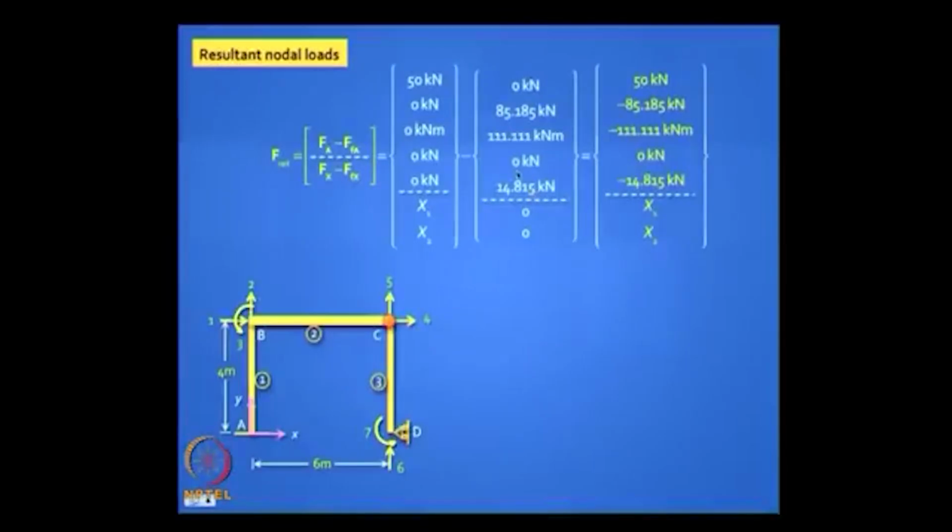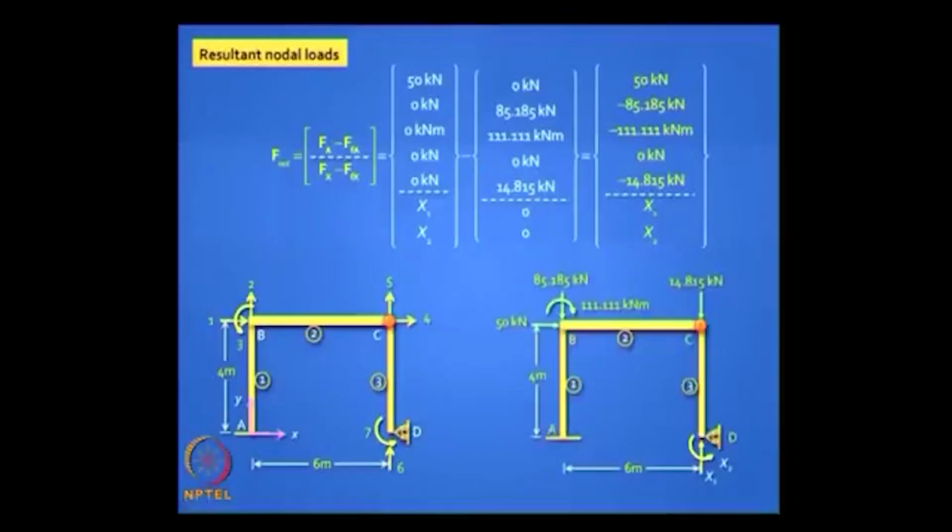And they are pointing upwards, so they are positive, but I put a minus sign, and so now I get the final picture. This is the structure I am going to analyze. Is it clear? It is completely taken care of, the effects of the intermediate loads. How do I analyze this?